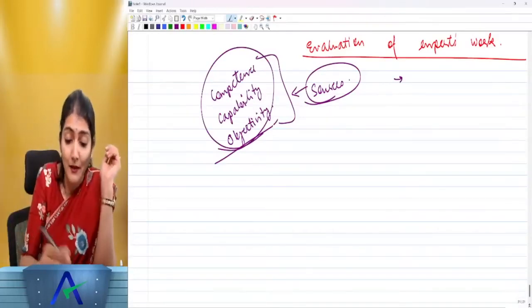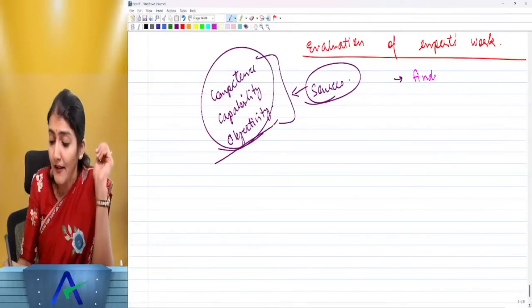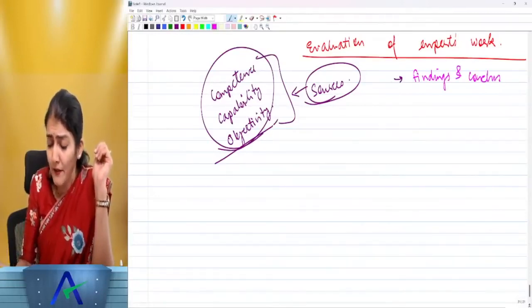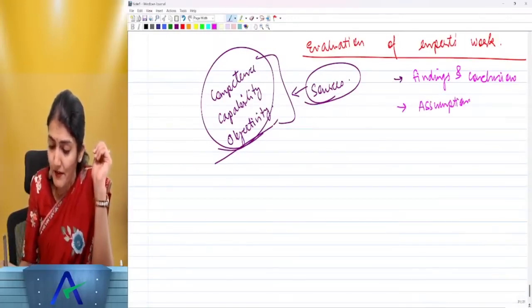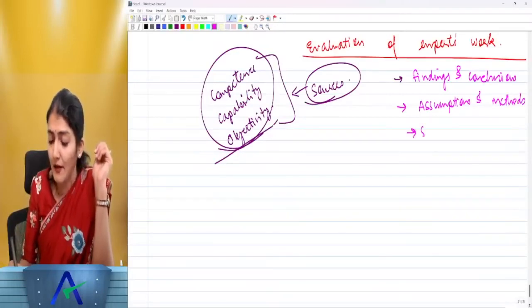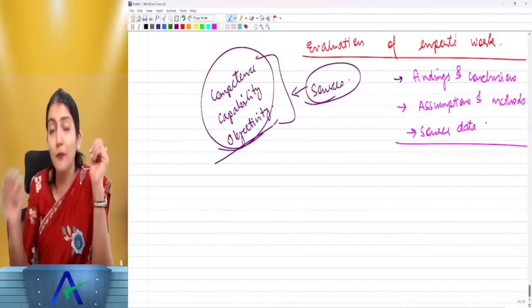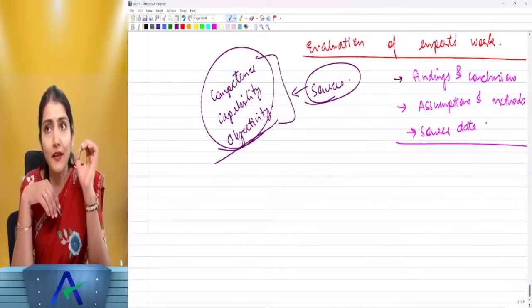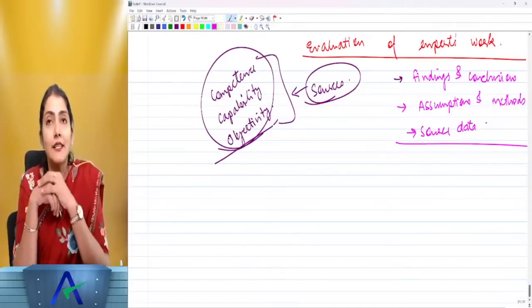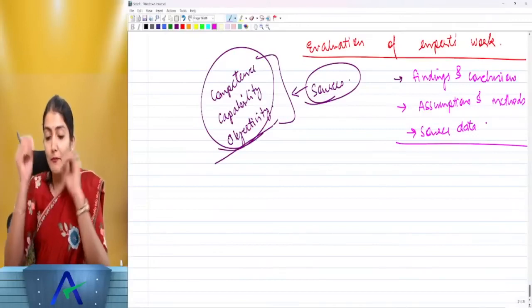How do you evaluate the work done by the expert? Findings and conclusions. Are they consistent with the other audit evidence? Then the relevance and reasonableness of the assumptions and methods which have been used by the expert. And last one, the relevance, accuracy, and completeness of the source data being used by the expert. Okay, right.